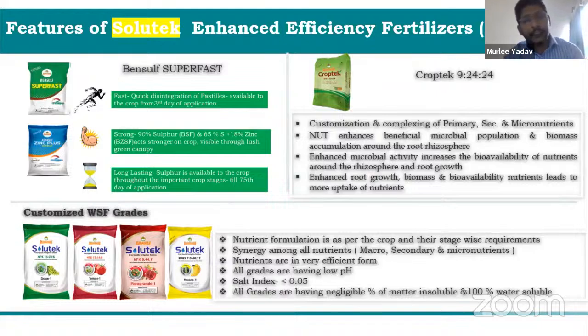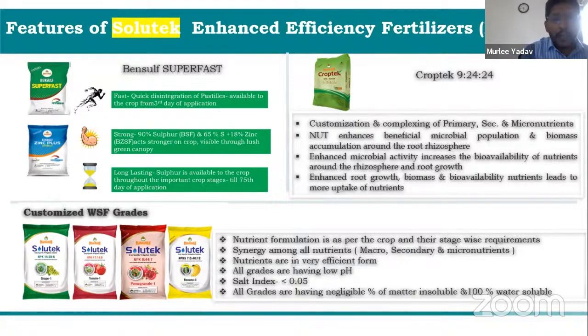So as I was discussing the features, this is the complete solution, the products which we are recommending in our solution. In basal, as I discussed, we are recommending sulfur because the pH of the soil is very high, EC is very high, and calcium carbonate is very high. In soil application, we are recommending Croptech 9-24-24 and Bensol Superfast or Bensol Zinc Plus Superfast. I would like to highlight what the extra benefit features are in case of Bensol Superfast or Bensol Zinc Plus Superfast.